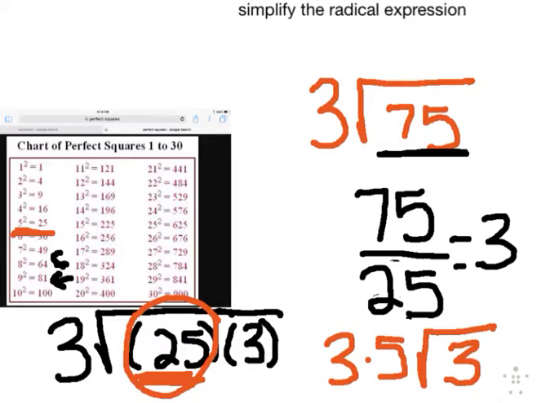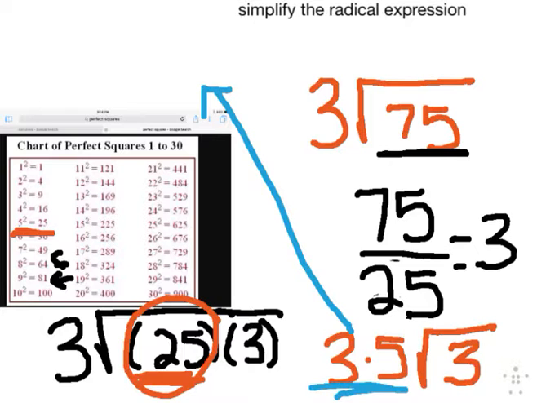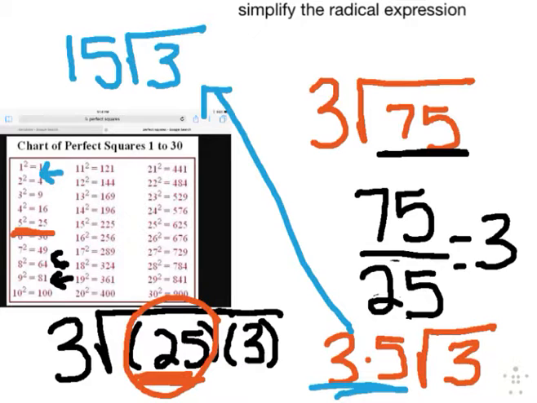This can now be simplified because we know that 3 times 5 is 15. And we can keep our radical 3 underneath. Now we know that radical 3 cannot be simplified because it is in between 1 and 4, and there is no perfect square that would go into that.